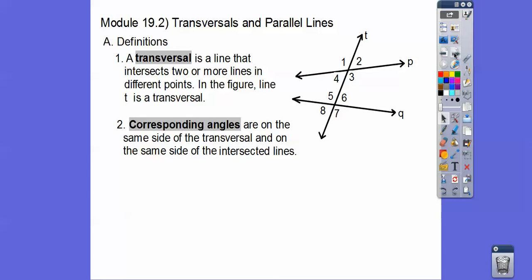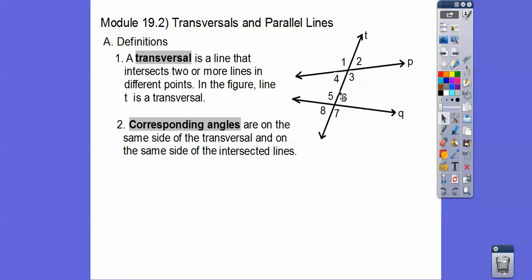So corresponding angles are, they're both on the same side of the transversal, and they're on the same side of the intersected lines right here. Let's see if we can make sense of that. Let's deal with the left side of this transversal, and let's focus on angle 1. The corresponding angles, one is an inside one and one is an outside one. Angle 1 is outside of these two lines, so the corresponding angle with angle 1 would be angle 5.